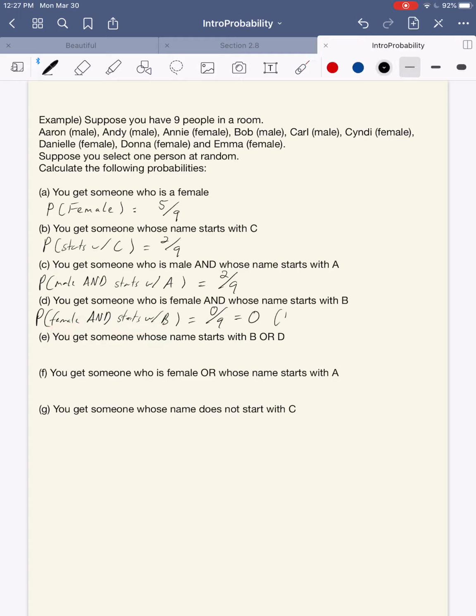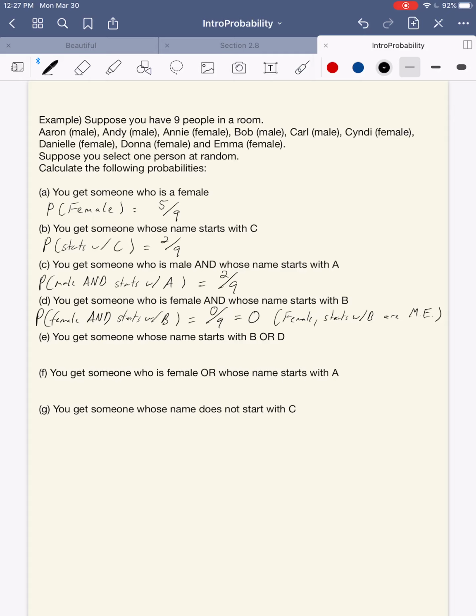So this tells us that female and starts with B are mutually exclusive, right? Just to use that terminology from the last definition we just gave, we could say that female and starting with the letter B are examples of mutually exclusive events in this room. There is no way you can select somebody who has both of those traits. All right, let's go ahead and get to the next one.